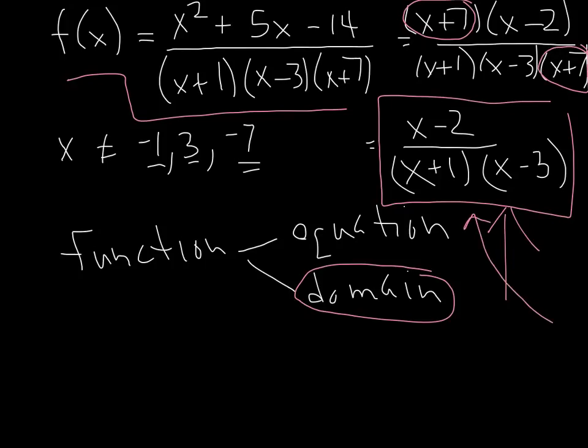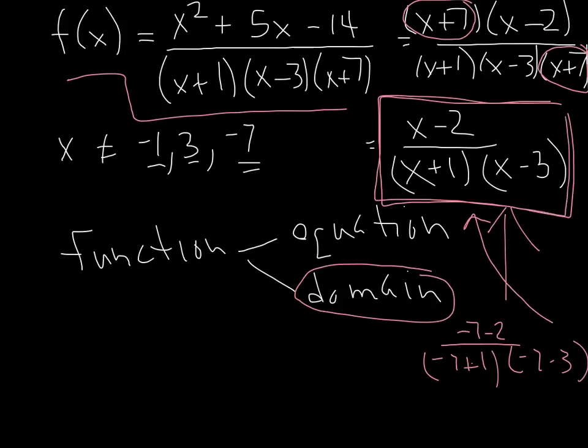What do we get when we substitute -7 in this function? We get -7 minus 2 divided by -7 plus 1 times -7 minus 3. We can substitute -7 into the reduced form of the function. We cannot substitute -7 into the original function.